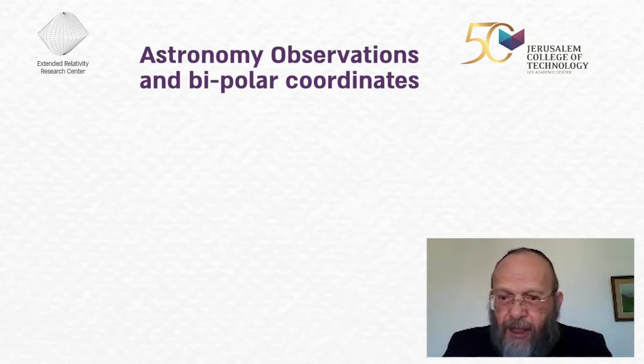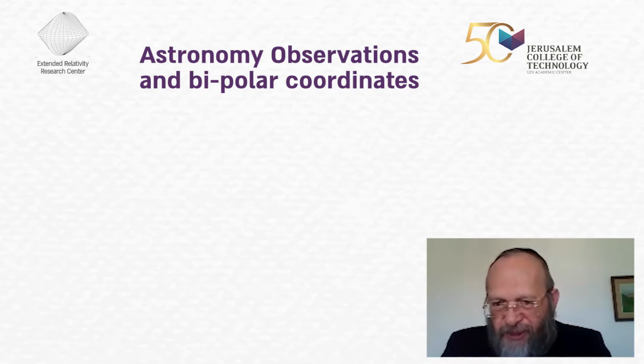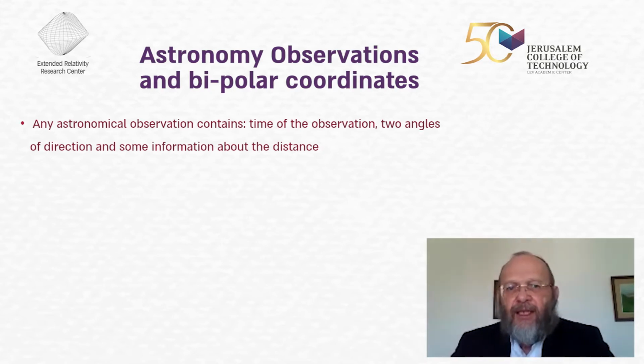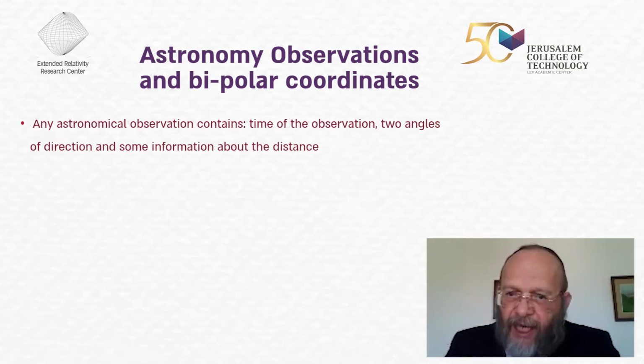These are the coordinates that are used in observational astronomy. It's not abstract coordinates. Those coordinates are really easy to observe. The coordinate t, using simultaneity, is almost impossible to observe. But these coordinates are the ones that we observe. Let's think why. An astronomical observation contains the following information. It has the time when I observed it, and two angles defining the direction from where I saw the star. That's the direction and some information about the distance. I'll explain to you how they get it.